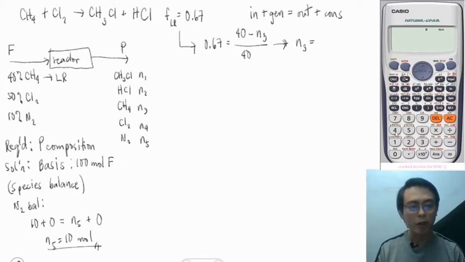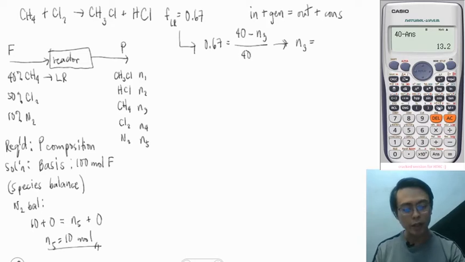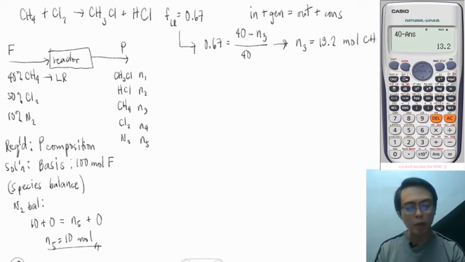Okay, solving for N3, that is 40 minus 40 times 0.67. So N3 is 13.2 moles of CH4. In our product stream, we still have 13.2 moles of CH4. So what does this mean?